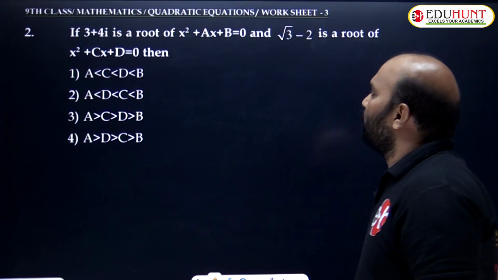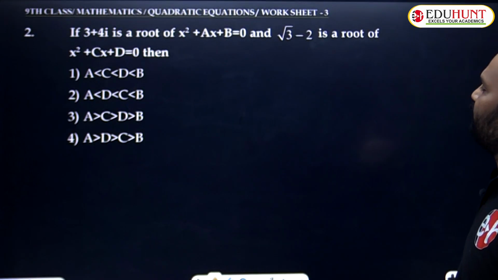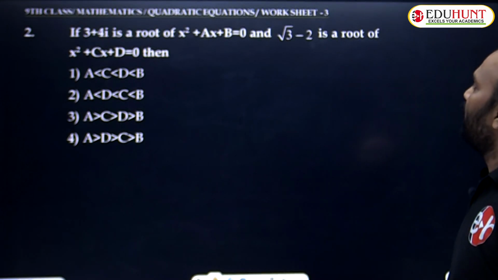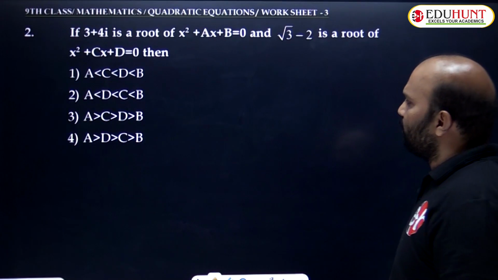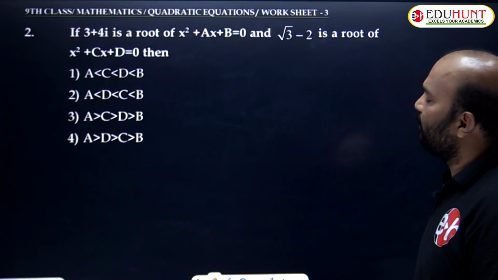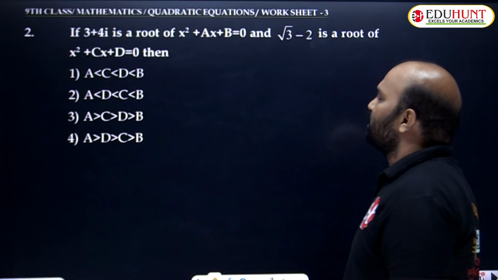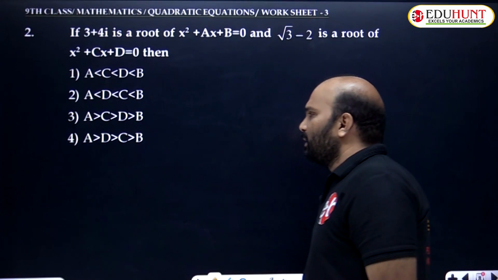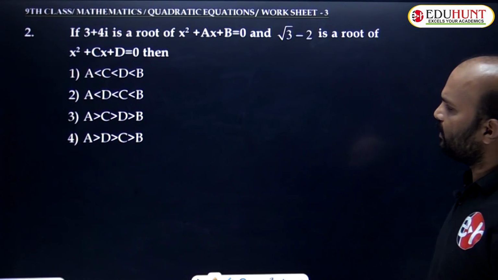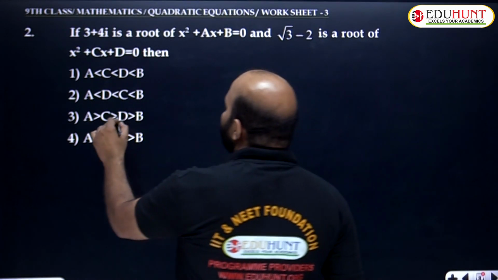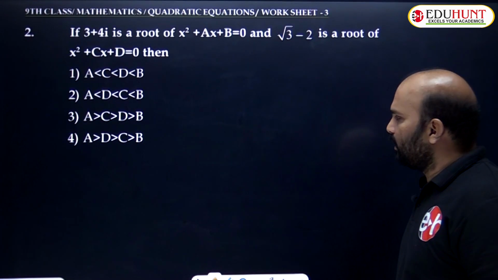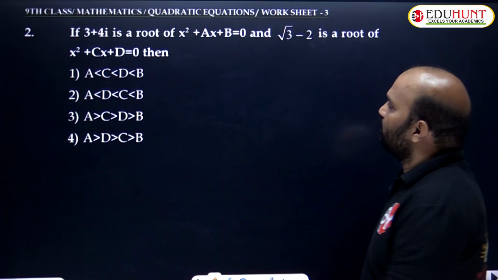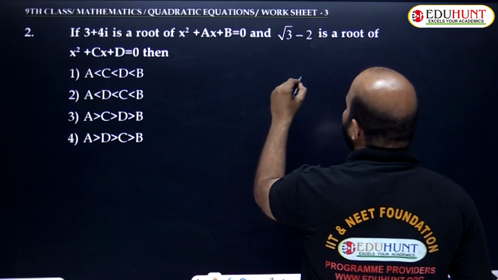If 3 plus 4i is a root of x square plus ax plus b equal to 0 and root 3 minus 2 is a root of x square plus cx plus d equal to 0, then first option a less than c less than d less than b, second option a less than d less than c less than b, third option a greater than c greater than d greater than b, fourth option a greater than d greater than c greater than b. So clearly we need to understand here two polynomial equations given.